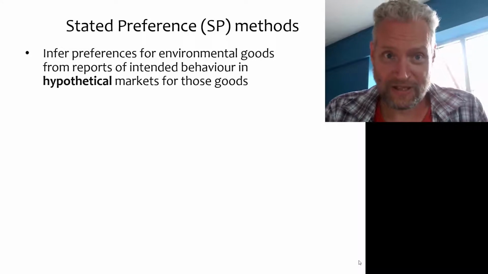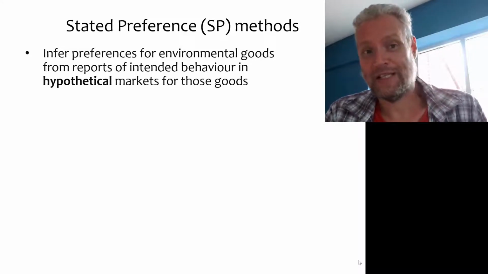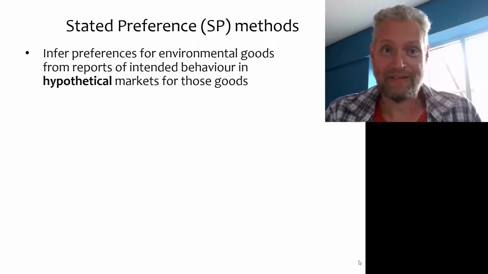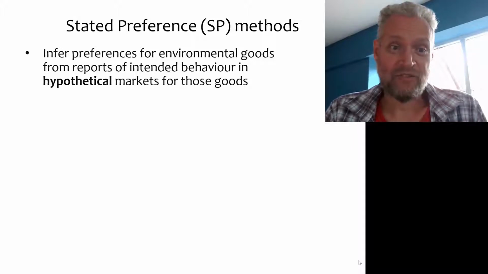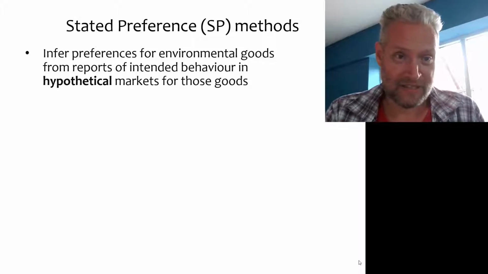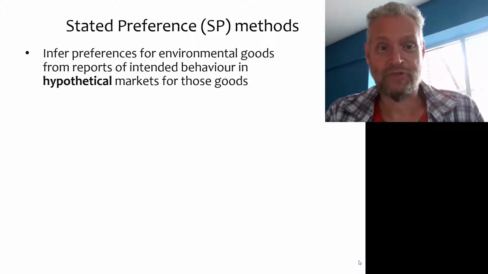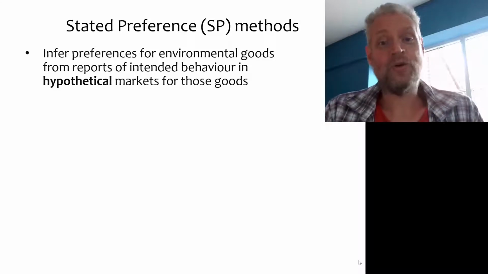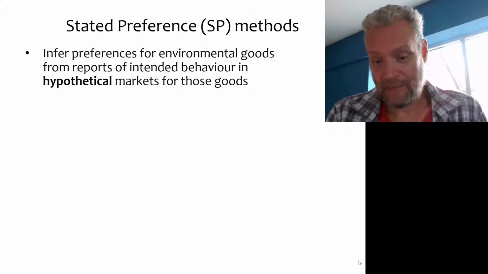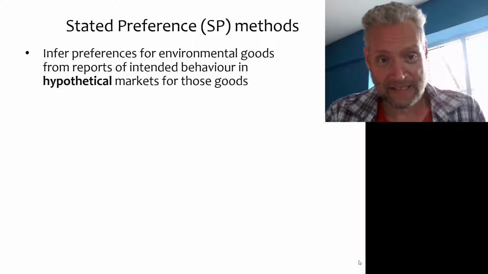With revealed preference methods, we looked at surrogate markets. With stated preference methods, you look at hypothetical markets. The good thing about hypothetical markets is that they can be about anything. The bad thing about hypothetical markets is that they are not real. The basic idea here is that we infer preferences for environmental goods and services from reports of intended behavior in markets that are created by the analyst.